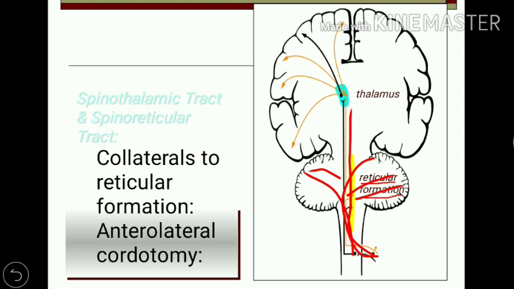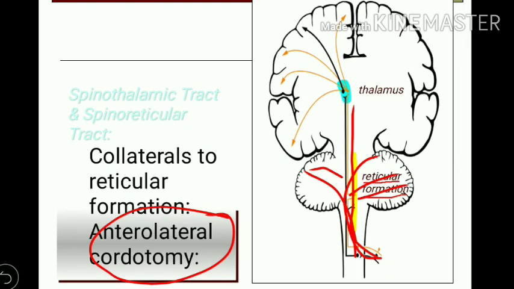Another applied physiology is anterolateral chordotomy. What is it? Whenever there is severe pain of carcinoma, in conditions when treatment is not available, the anterior and lateral cord of the spinal cord are removed or sectioned. That is to decrease transmission of the pain.